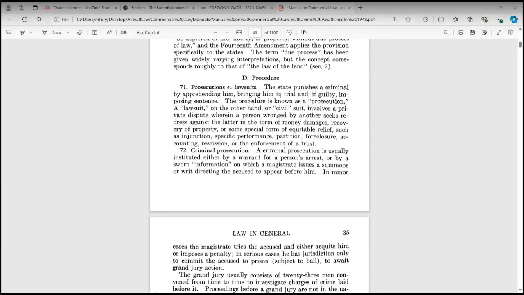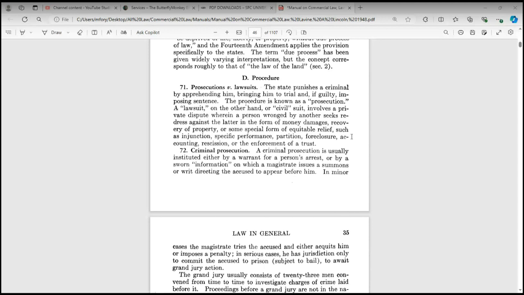71, prosecutions versus lawsuits. The state punishes a criminal by apprehending him, bringing him to trial, and, if guilty, imposing sentence. The procedure is known as prosecution. A lawsuit, on the other hand, or civil suit, involves a private dispute wherein a person wronged by another seeks redress against the latter in the form of money damages, recovery of property, or some special form of equitable relief, such as injunction, specific performance, partition, foreclosure, accounting, rescission, or the enforcement of a trust.